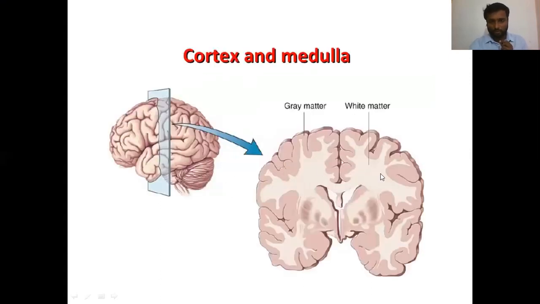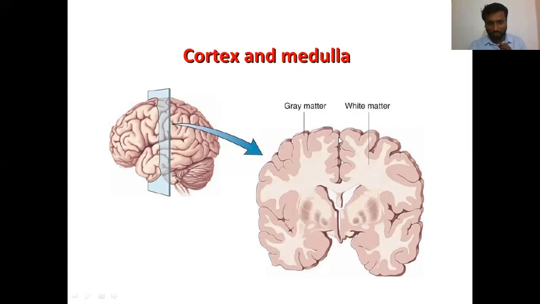I told you about the cerebrum. This is a coronal section of the cerebrum. It has outer gray matter and inner white matter. Now, in the lower part, we can see some gray matter masses inside the white matter. These gray matter masses together are known as the basal ganglia or basal nucleus. So basal nucleus means nothing but the gray matter seen inside the white matter.